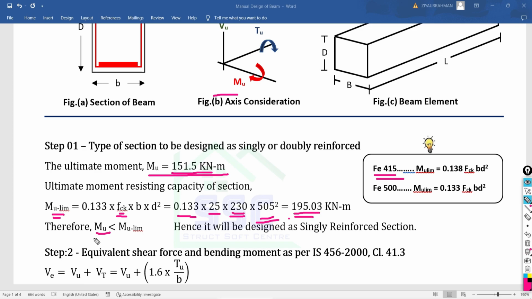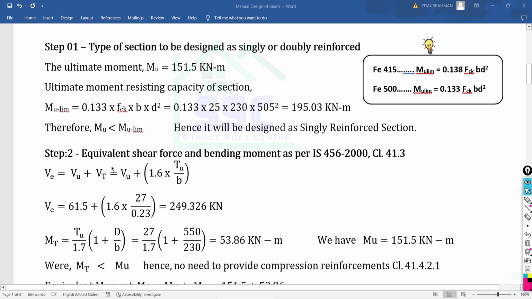So your ultimate moment that is coming externally is less than the capacity of the section, hence it is needed to design as a singly reinforced section. But in a situation when Mu is going to become more than that of Mu limiting, at that time we have to design a doubly reinforced section. Now next, after that we have to find out the equivalent shear force and bending moment as per IS 456 2000 clause number 41.3.